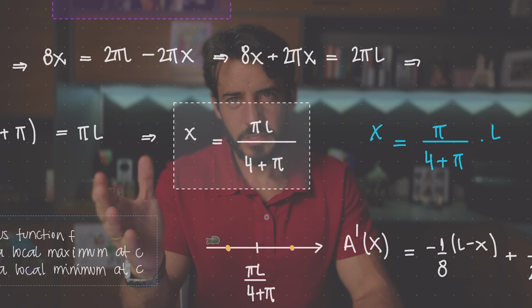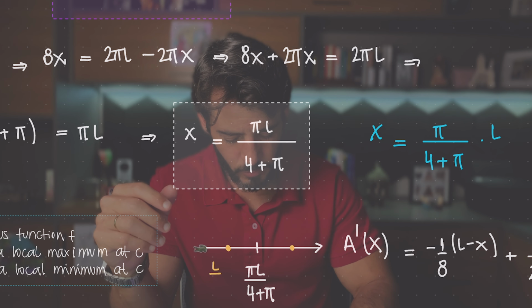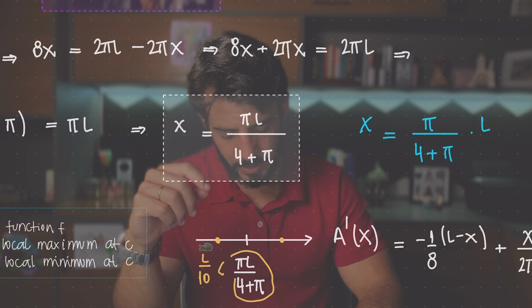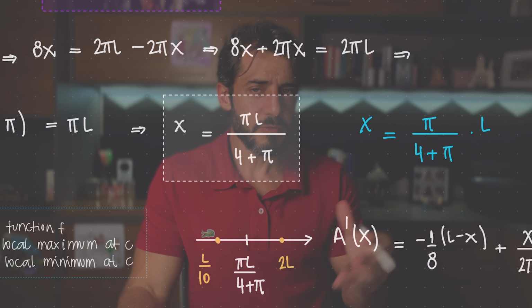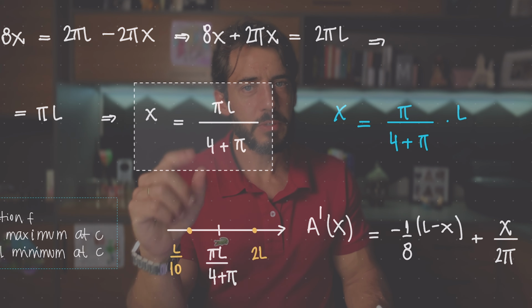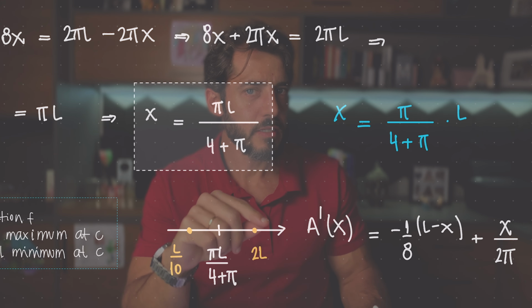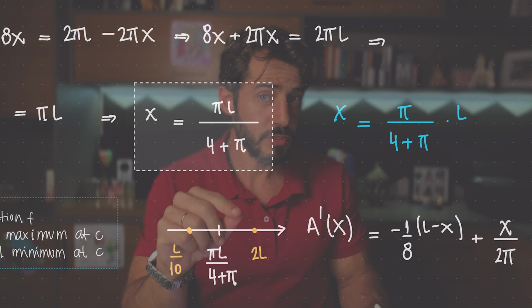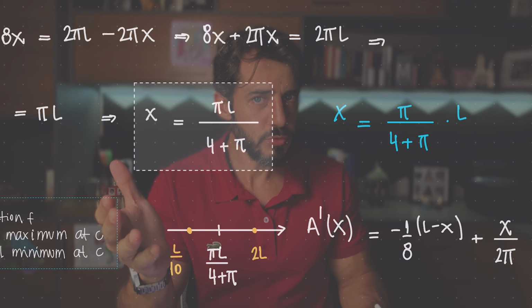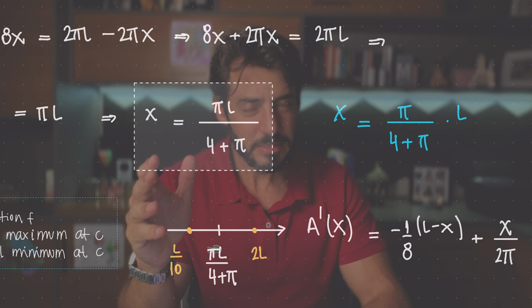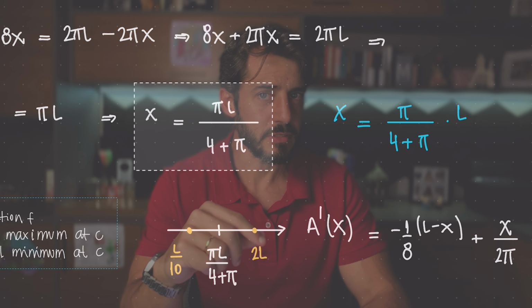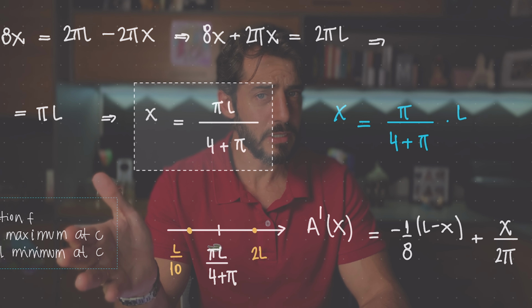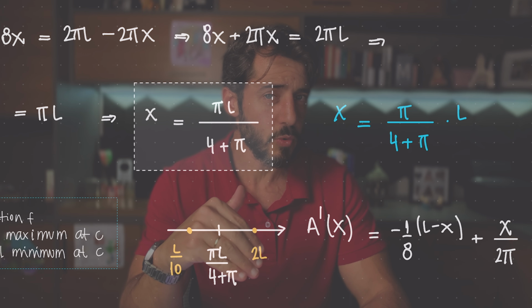So we might use here, for example, L over 10, which is smaller than pi L over 4 plus pi. And we also may use 2L for the interval on the right. And we are going to replace these numbers in the function A prime of x. Why do we do that? We test the sign of the derivative, placing those values into the derivative. So that's going to tell us whether the function is increasing or decreasing.